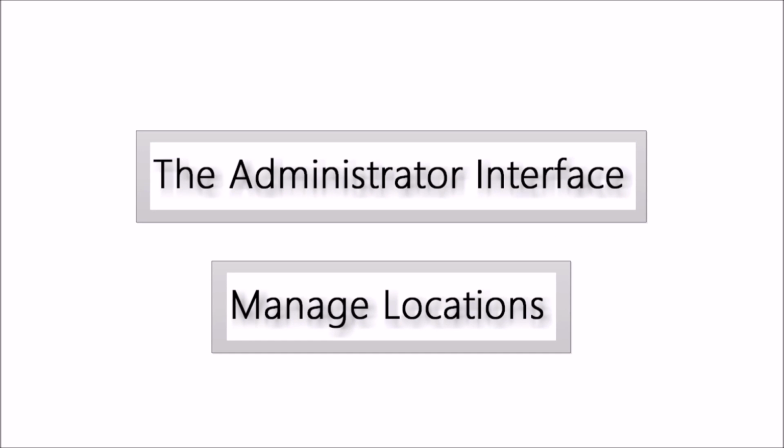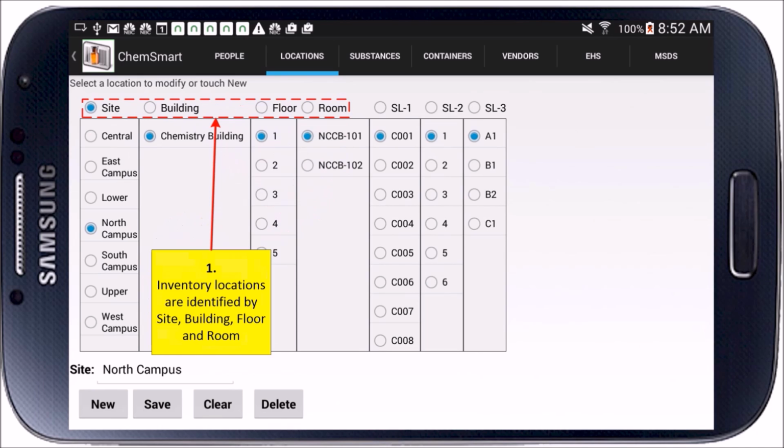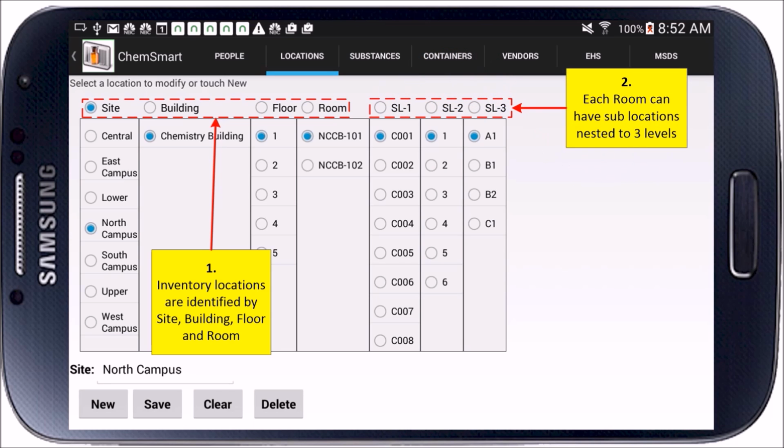The Manage Locations tab within the Administrator interface provides a simple user interface for adding and modifying inventory locations used within the ChemSmart application. Each inventory location is identified by a unique combination of site, building, floor and room. Each room defined as an inventory location can in turn contain inventory sublocations that are nested to 3 levels.